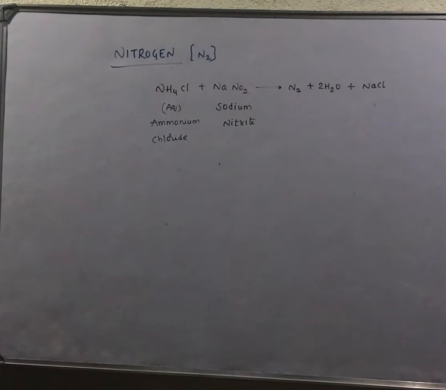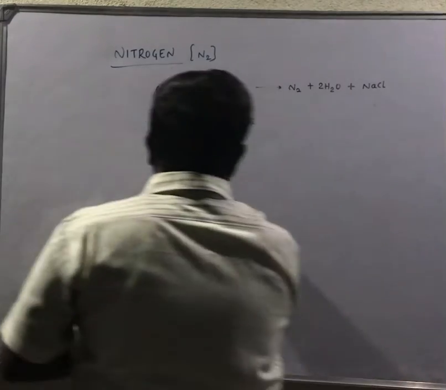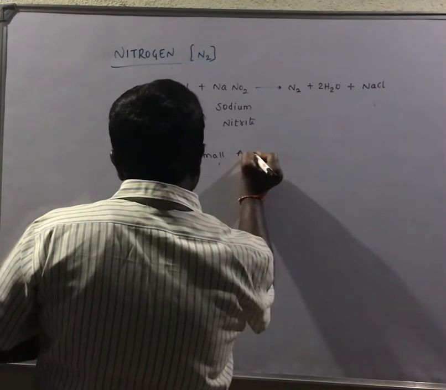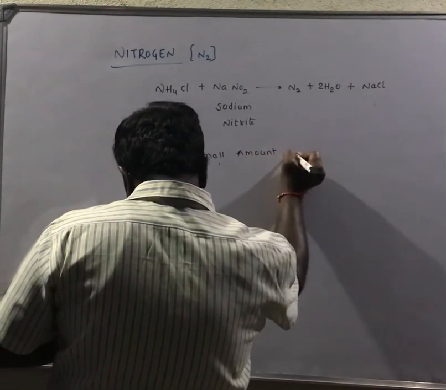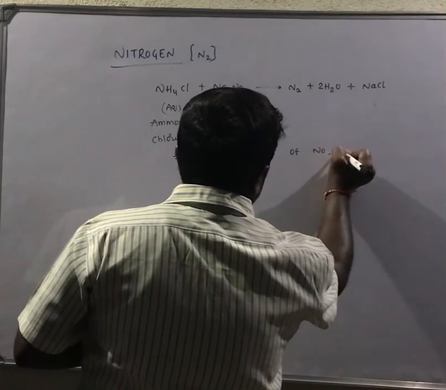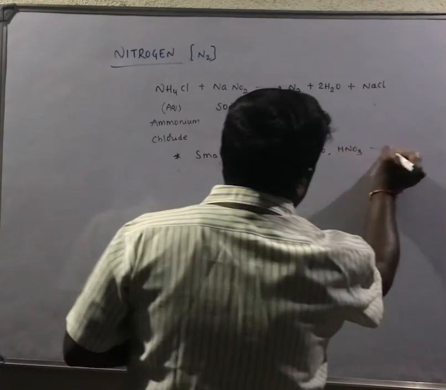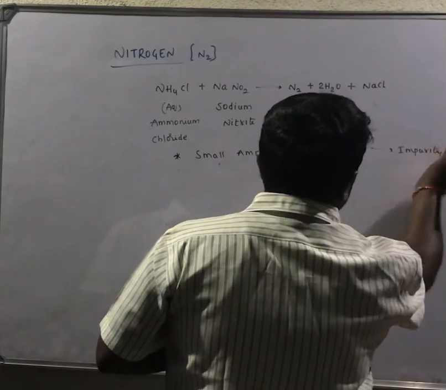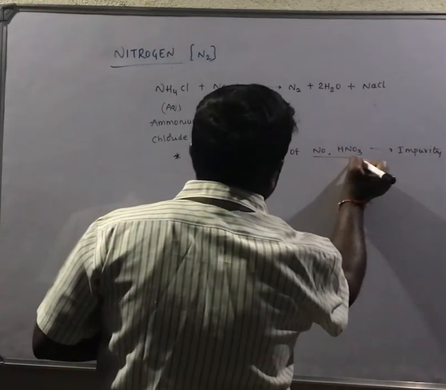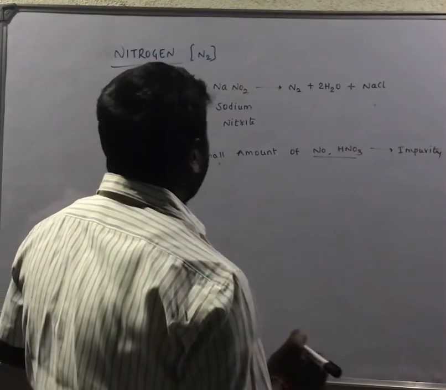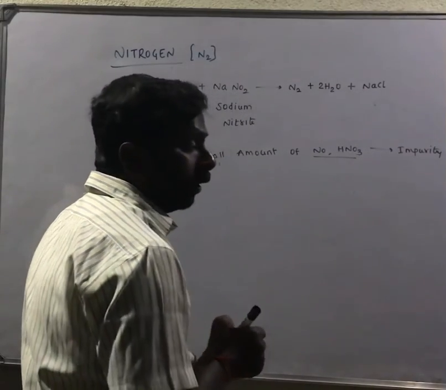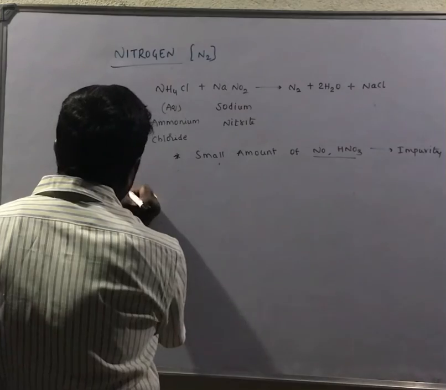One more point: in this method, small amounts of NO and HNO3 are formed as impurities. This is important from the JEE point of view. This is the normal preparation of nitrogen. The impurities are NO and HNO3.